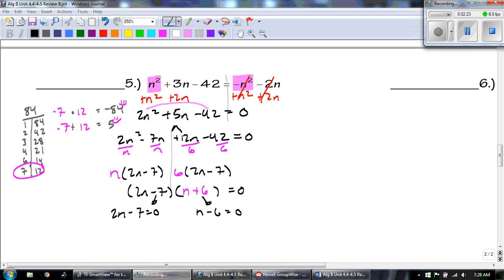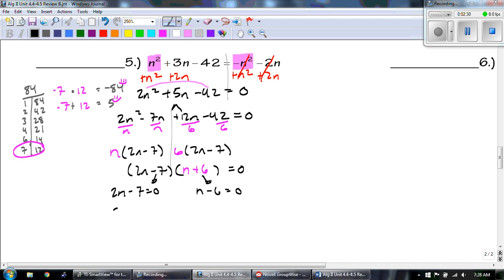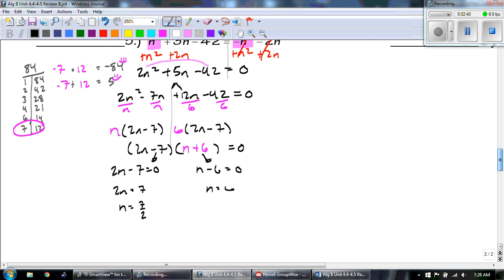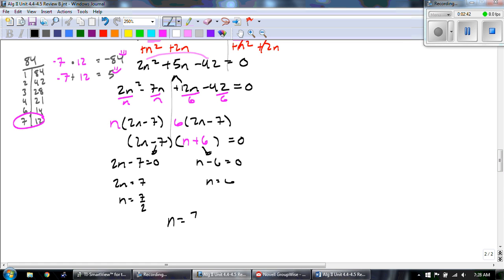Okay, so factoring it, you should have gotten 2n minus 7 and n plus 6. And then remember, everything with the variable we set equal to 0 and solve. So I'm adding 7 and dividing by 2, and then I'm just subtracting 6. Okay, so in order, it would be 7 over 2 and positive 6. I'm sorry, that's a negative 6. I wrote positive right there. So it's a negative 6. So actually, in order, it's negative 6 and then 7 over 2.